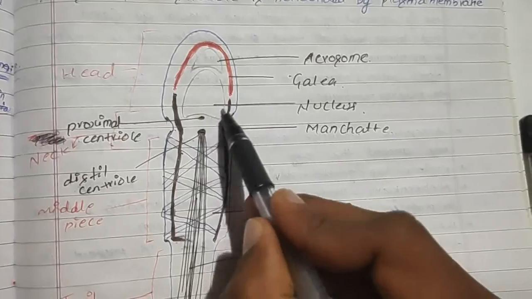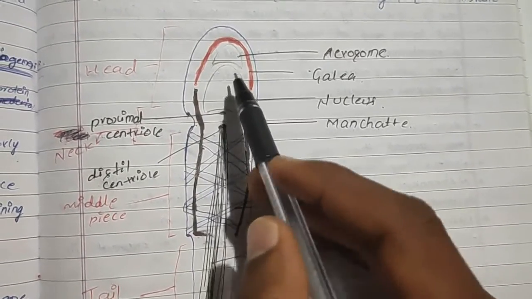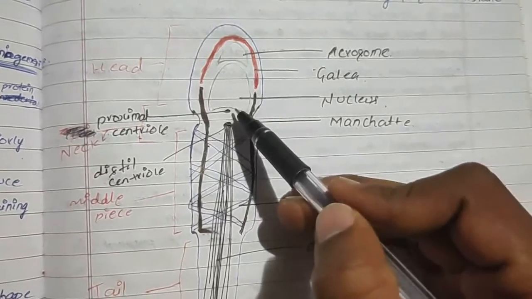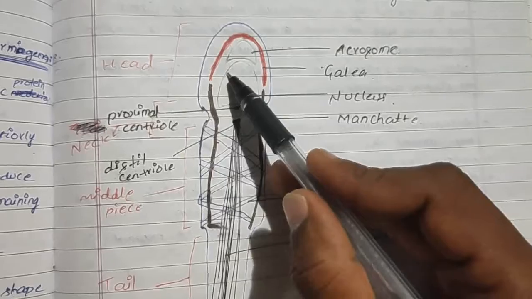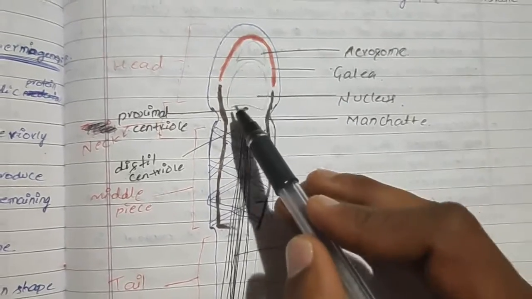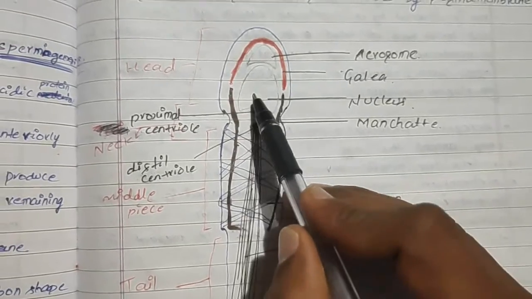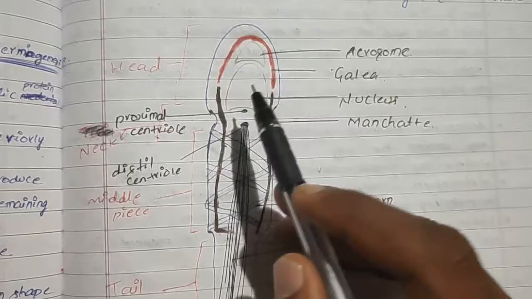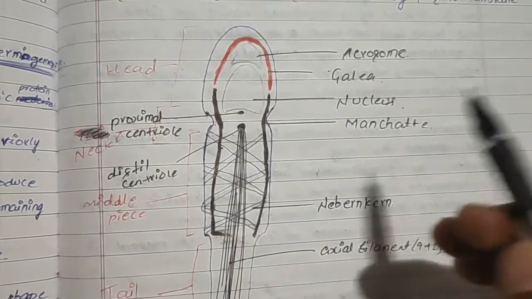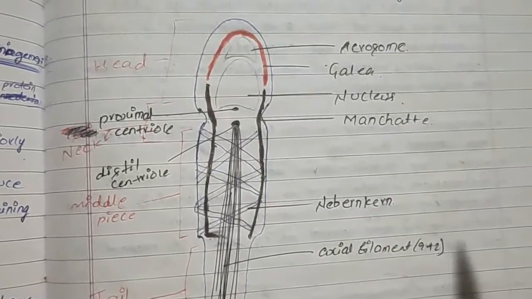In the head region, the nucleus is present. See, this is the nucleus. The nucleus becomes pointed towards the anterior side, and it becomes depressed towards the posterior side, and it contains the DNA and basic proteins. We discussed that during the formation of spermatid to the sperm, the mRNA and the acidic proteins are degenerated.